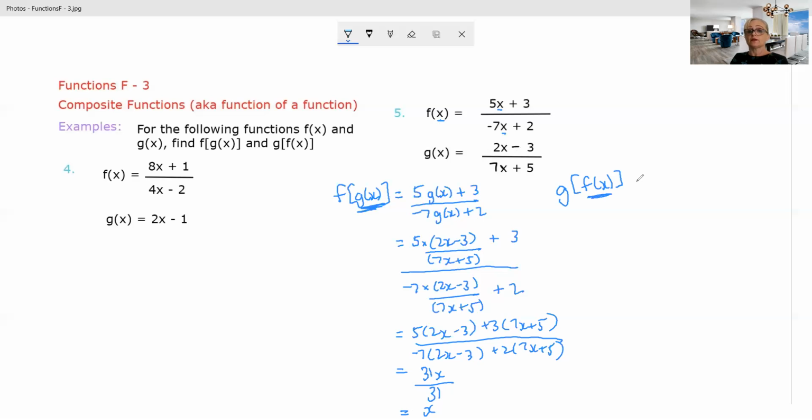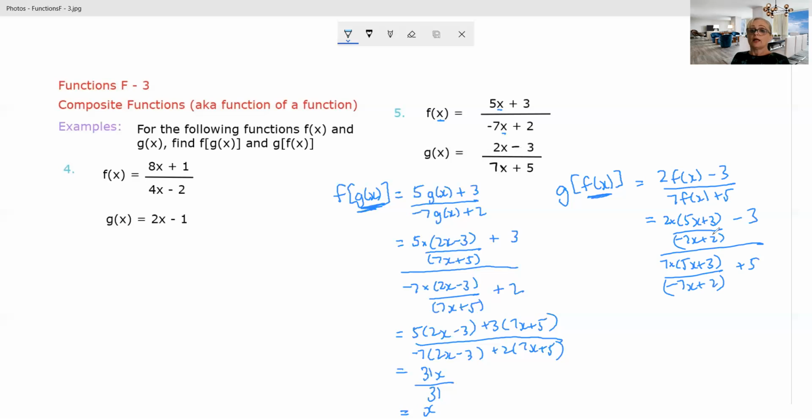Okay, so g of f of x means everywhere in your g rule, you're going to put f of x. So you're going to have 2 times f of x minus 3 over 7 times f of x plus 5. Your f of x was this expression here, so we're going to have 2 times 5x plus 3 over negative 7x plus 2 minus 3, all over 7 times 5x plus 3 over negative 7x plus 2 plus your 5. All right, I'm going to pop everything over that negative 7x plus 2 and then cancel them.